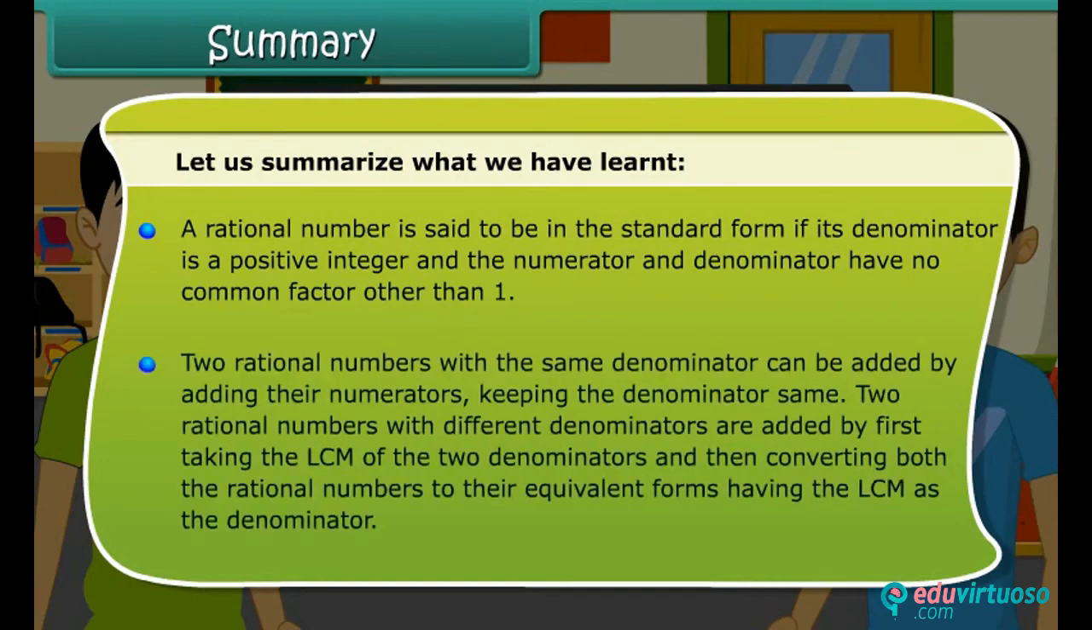Two rational numbers with the same denominator can be added by adding their numerators, keeping the denominator same. Two rational numbers with different denominators are added by first taking the LCM of the two denominators and then converting both the rational numbers to their equivalent forms, having the LCM as the denominator.